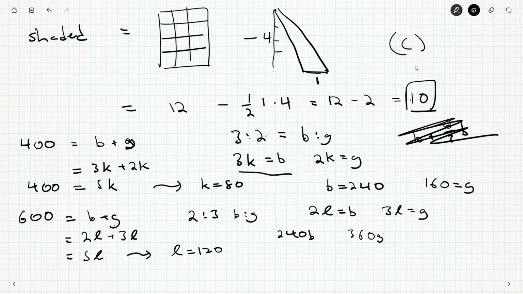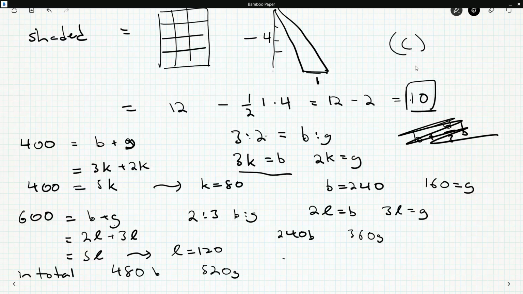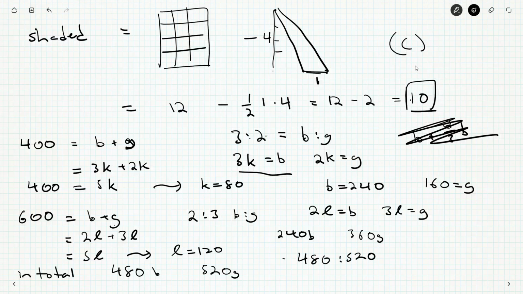And if I add these numbers up, so we might say in total, we've got 240 plus 240, 480 boys, and 160 plus 360 is going to be 520. We could also just say, well, it's the leftover from 1,000. So we want the ratio of boys to girls, right? So we want 480 to 520. I can divide by 10 on both sides, and the ratio stays the same. I can divide by 4 on both sides, and we get 12 to 13.